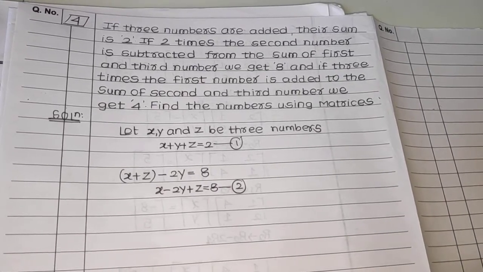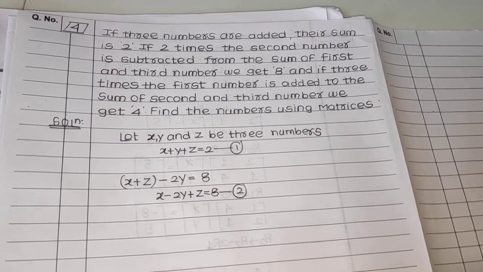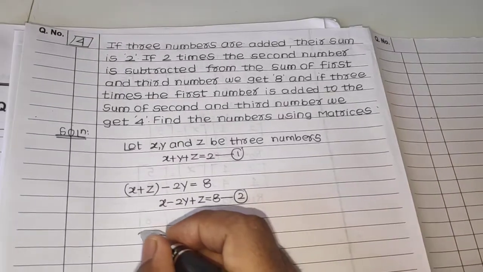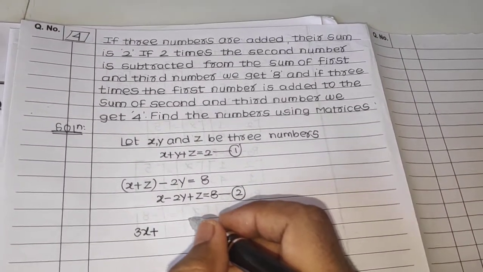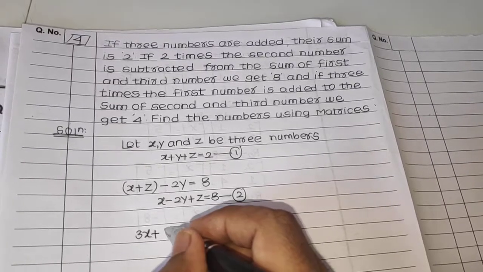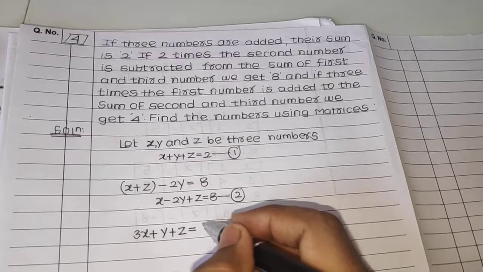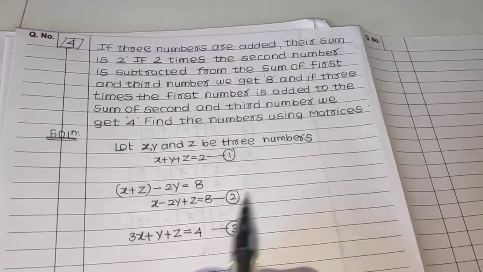And if 3 times the first number is added to the sum of second and third number, 3 times the first number, so what will 3 times the first number be? 3x is added to the sum of second and the third, we get answer as 4. Then what is the value of x, y and z?